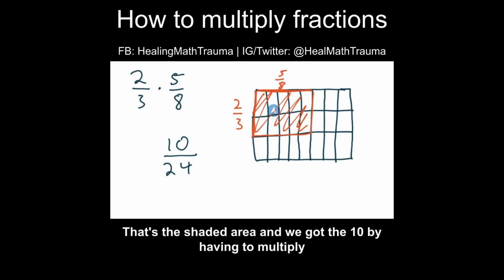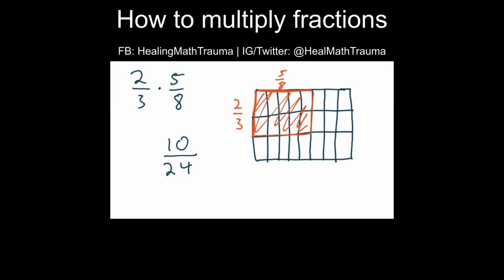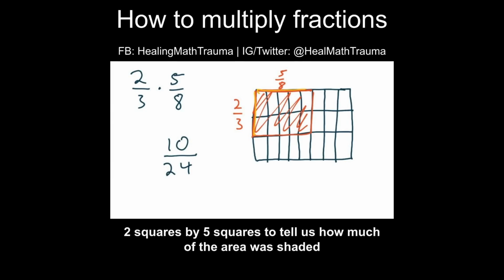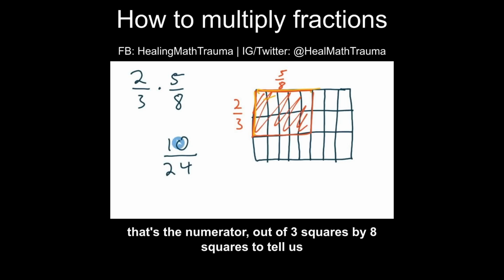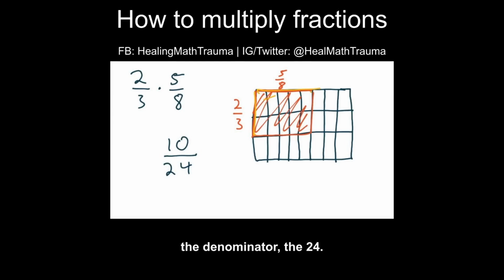That's the shaded area. And we got the 10 by having to multiply 2 times 5, and we got the 24 by having to multiply 3 times 8, because 2 squares by 5 squares tell us how much of the area was shaded, that's the numerator, out of 3 squares by 8 squares to tell us the total number of squares that it was out of, which is the denominator, the 24.